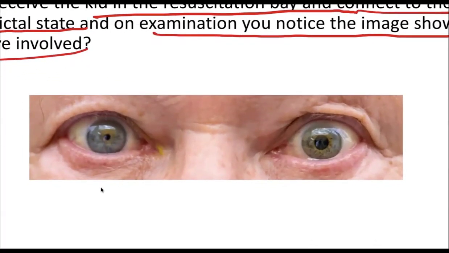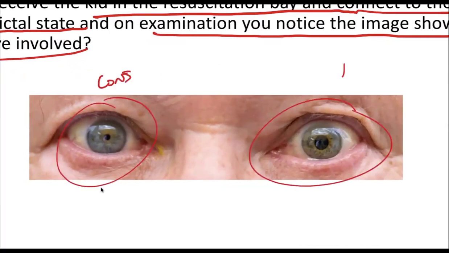Unequal pupils is what we are seeing here. One pupil is constricted. This pupil is dilated compared to this constricted pupil. So what has happened here?